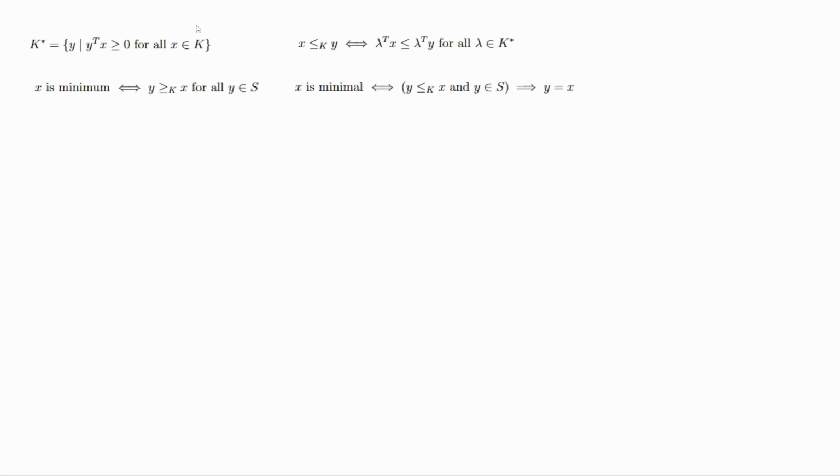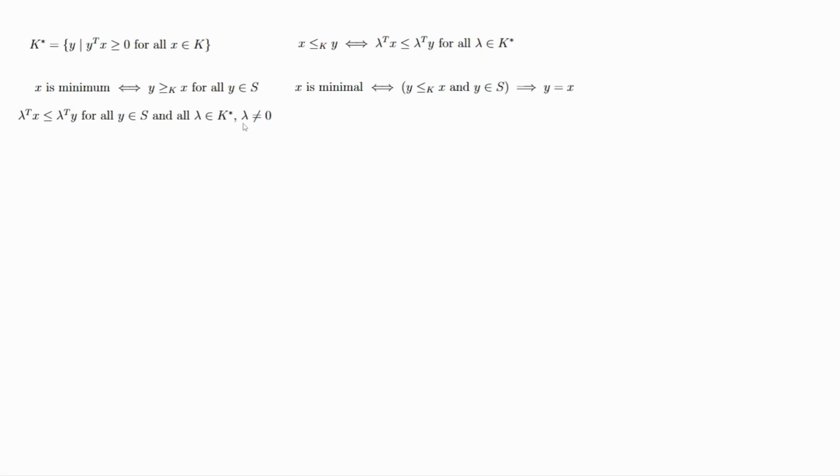So here's the dual characterization of the minimum element, so the one that's unique. The characterization is as follows. When x is a minimum of the set S, an equivalent way of saying it with the dual cones is that for all lambda in the dual cone, and for all y in the set S, it is the case that the inner product between lambda and x is less than or equal to the inner product of lambda and y for all such elements, provided that lambda is not equal to 0.